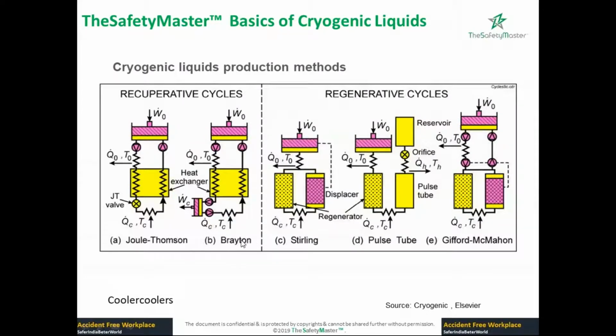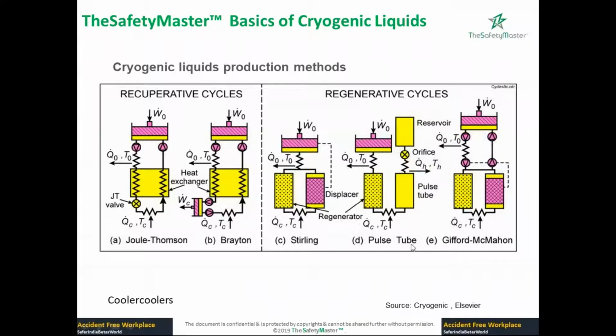Then you have a Brayton cycle, which is a recuperative cycle. So you have a heat exchanger where you have the cold gas produced, and then the returning vapor will also cool the incoming gas. It's a cyclic process. And in the regenerative cycle, one is on charge, another is on recharge.